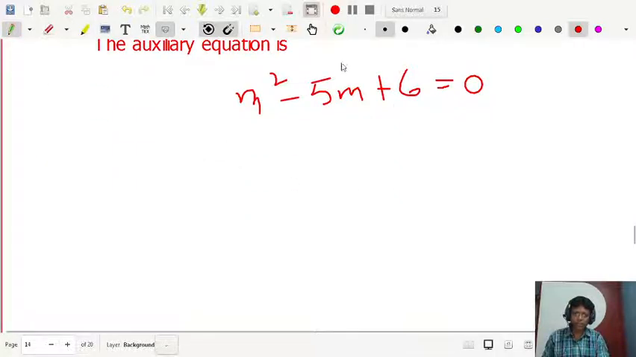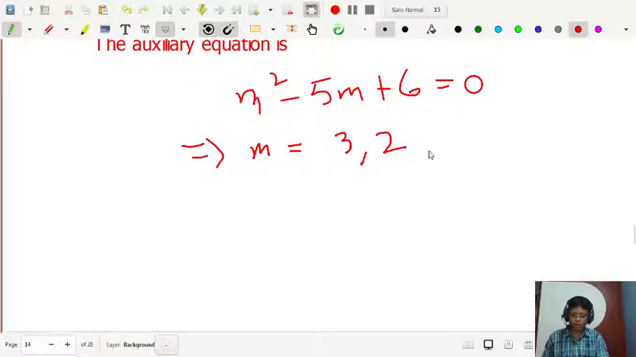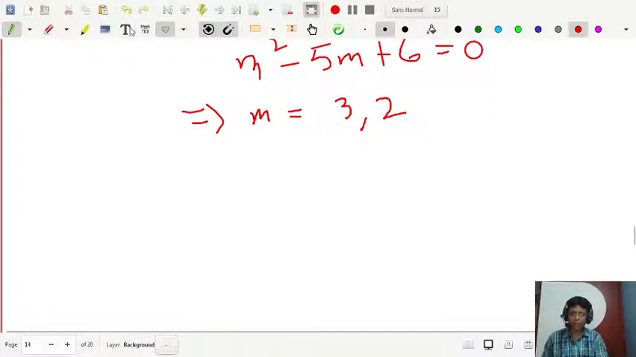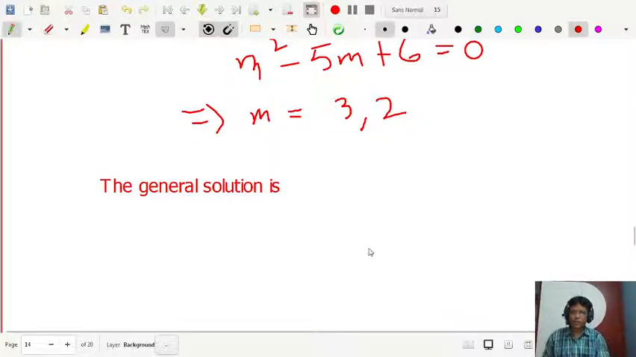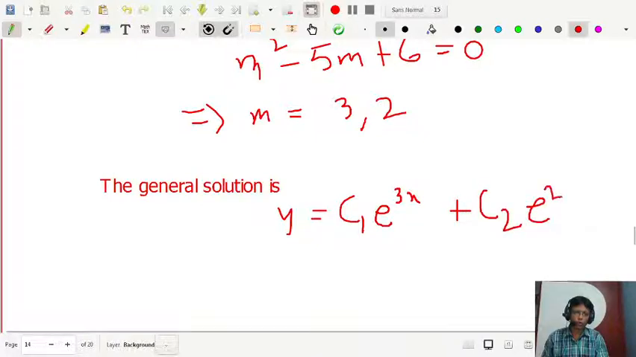So you are left with this algebraic equation, and the roots of this equation, the values of m, are 3 and 2. So the general solution is y equal to c1 e to the power 3x plus c2 e to the power 2x, where c1 and c2 are arbitrary constants.